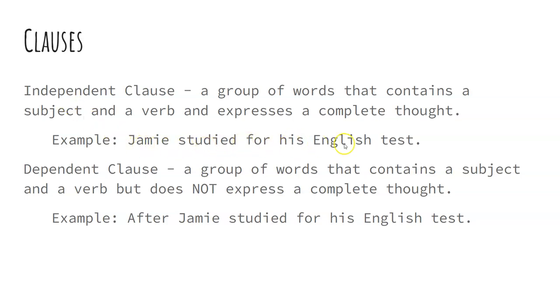Example: Jamie studied for his English test. Jamie would be our subject, studied would be our verb. What did he study for? His English test. So it's a complete thought. You don't need any more information.